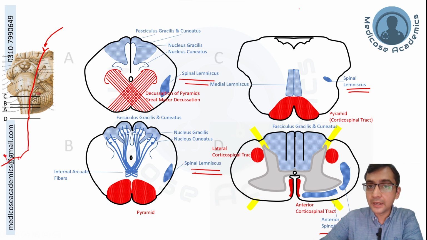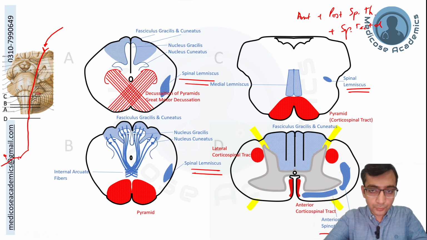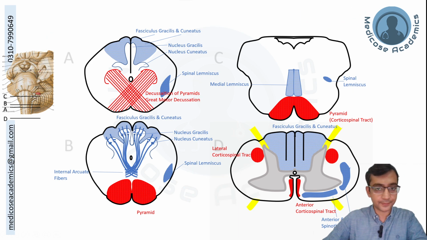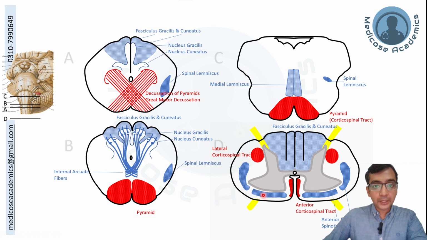So what happens is that anterior plus lateral spinothalamic plus spinotectal, the one that is taking the signal to the superior colliculi, these three form the spinal lemniscus. So that can be repeated on the opposite side. Go with me. These are the anterolateral spinothalamic tract.